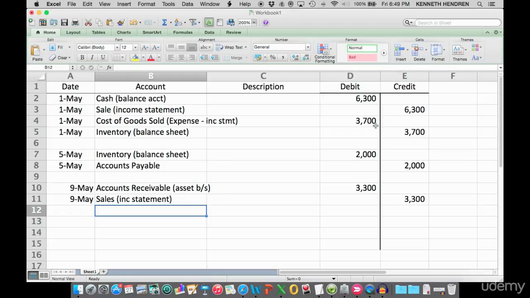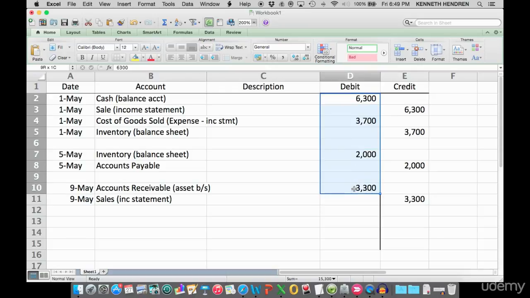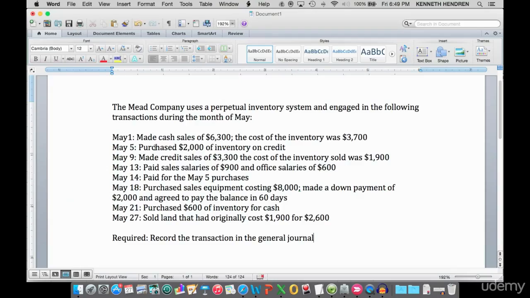Okay? All right, and you notice that our debits right here are $15,300, and our credits are also $15,300. So our debits are equaling our credits.